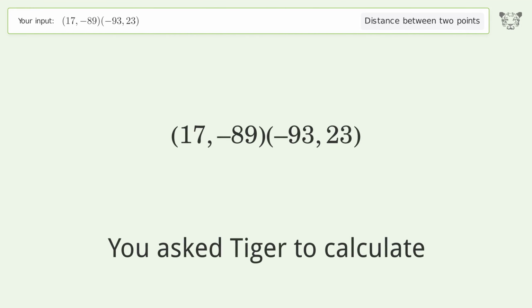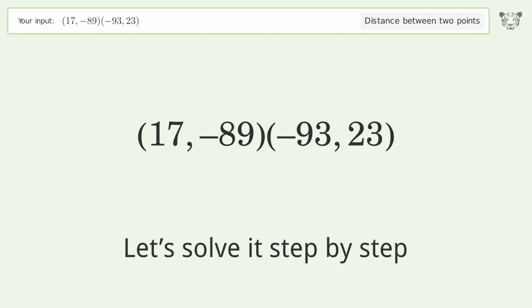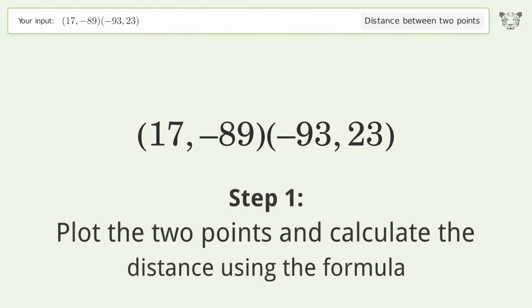You ask Tiger to calculate. This deals with the distance between 2 points. The distance between the 2 points is the square root of 24,644, or 156.984. Let's solve it step by step. Plot the 2 points and calculate the distance using the formula.